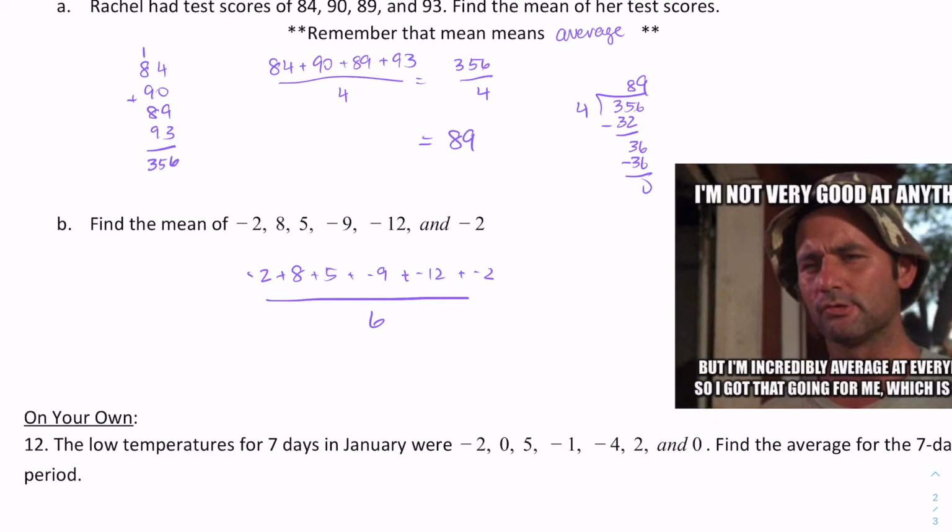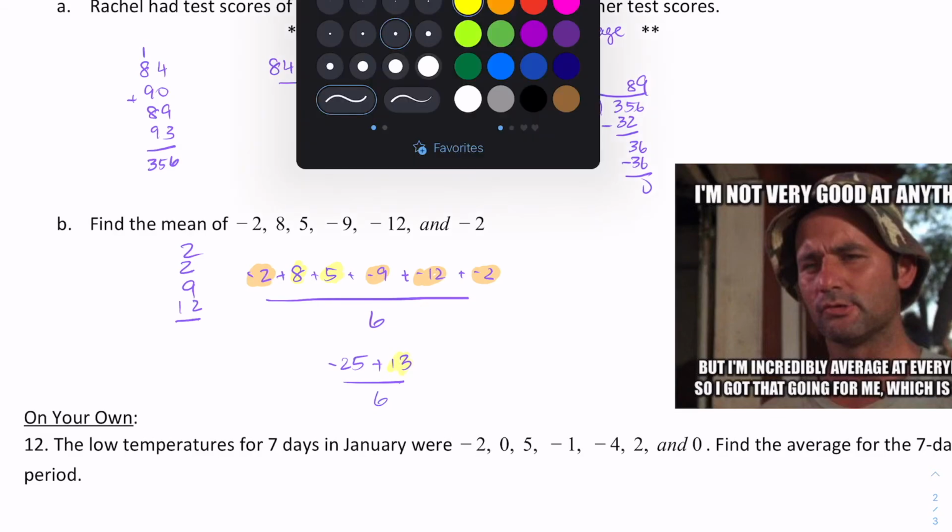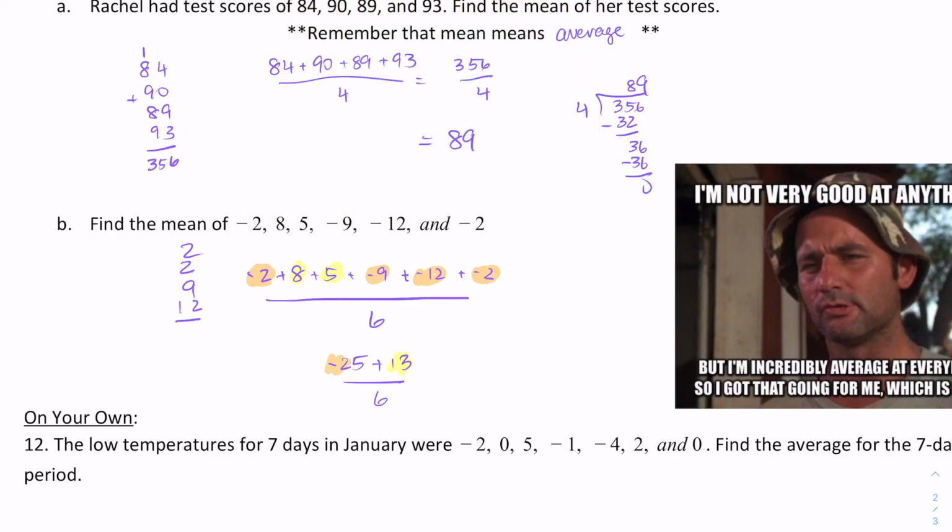So you're like, okay, where do I start? Here's what I would do. I would combine all of your negative numbers together, and I would combine all your positive numbers together. If I were to highlight all my negative numbers, let's combine all of these. If I just add them up, 2, 9, 12, another 2, 4, 13, 25, negative 25. Now let's combine all of my positive numbers. Looks like I just have 8 and 5. That's 13, right? Over how many numbers were there originally? There were 6. So all I have to remember is that this 13 is the positive numbers, and this negative 25 is my negative numbers.